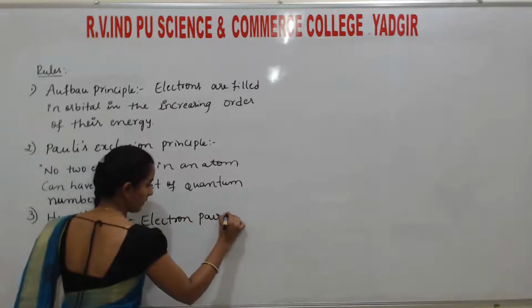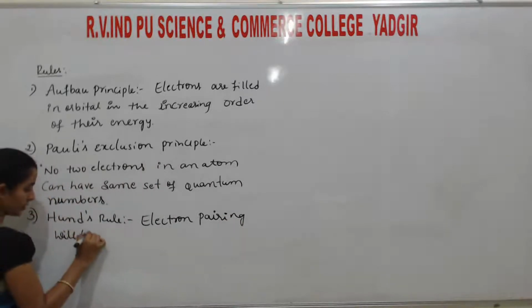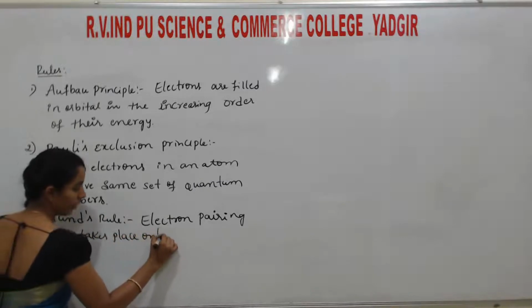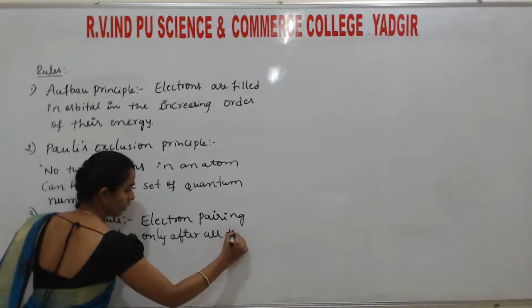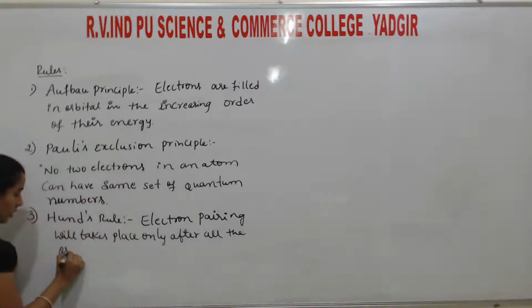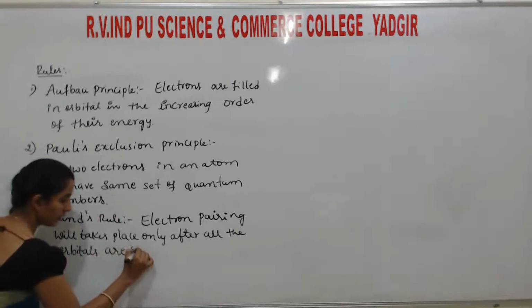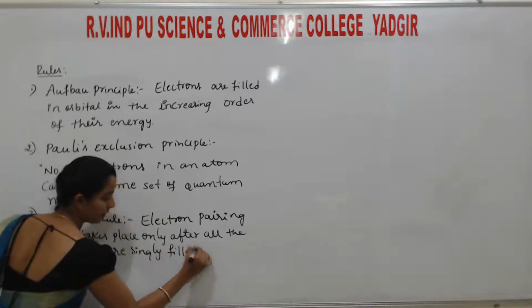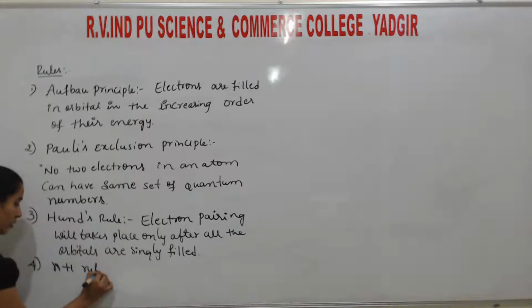Electron pairing will take place only after all the orbitals are singly filled. Okay, so the last one is the n plus l rule.